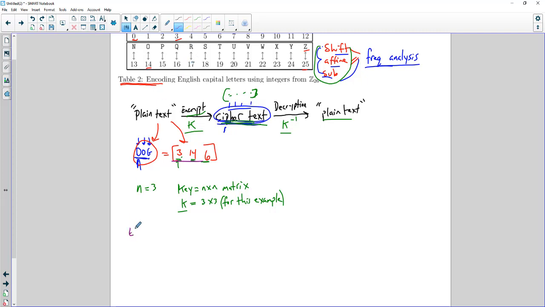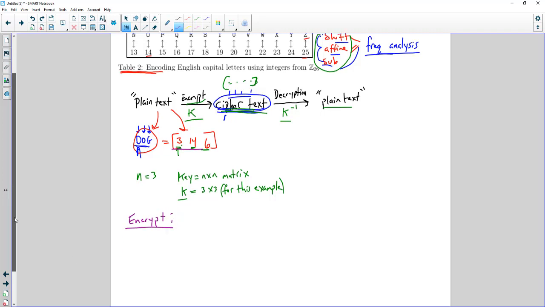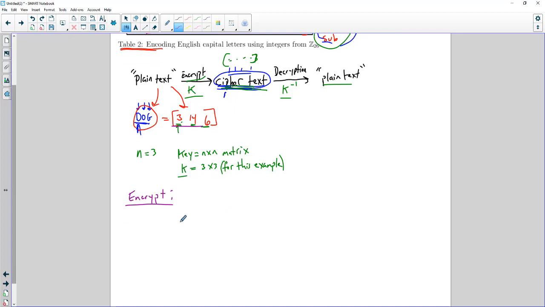This is the easy part. I'm just giving you a little overview. So the encryption part. Okay, so here's what I'm going to do. My 3x3 matrix, I'm just going to make up a key. It's going to be a 3x3 matrix, and I'm just going to make one up.